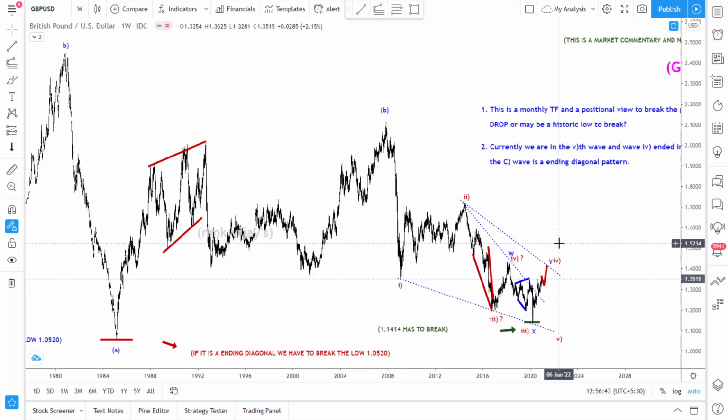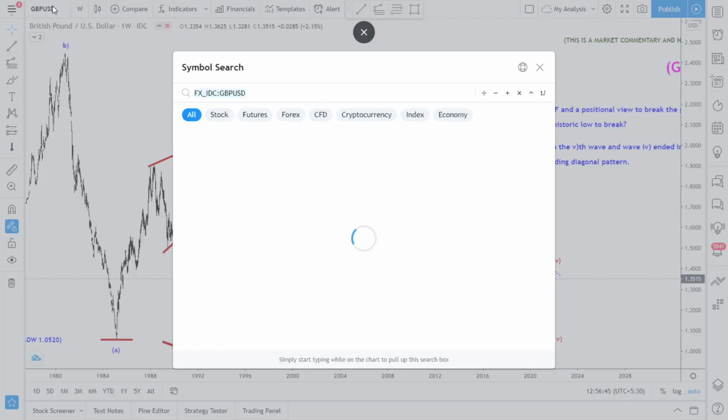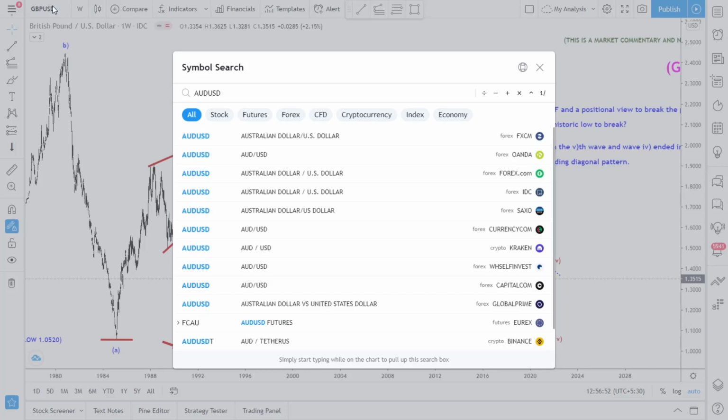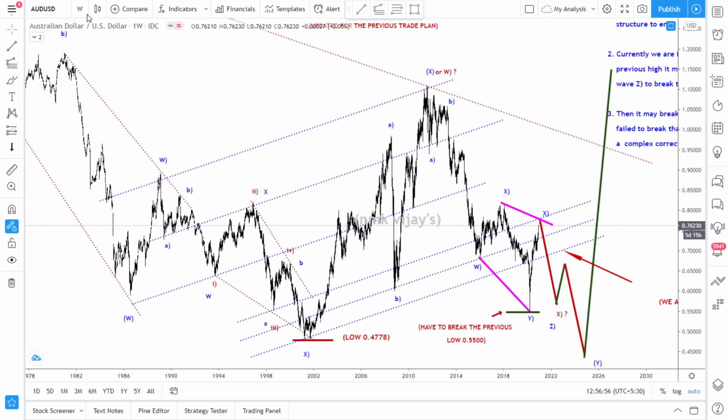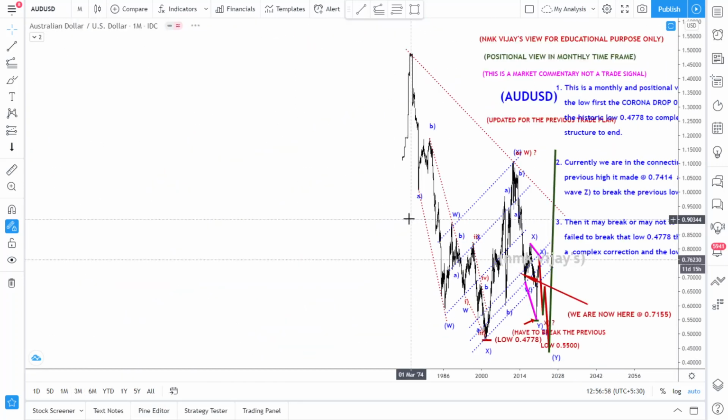After that, whether this could be an A or making, and this is impulsive, we can see later. So let's move on, we will finish all the USD pairs, AUD USD. So this is also a weekly chart. We can change over to the monthly.